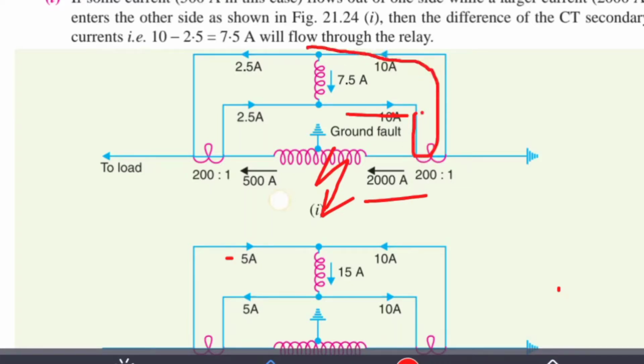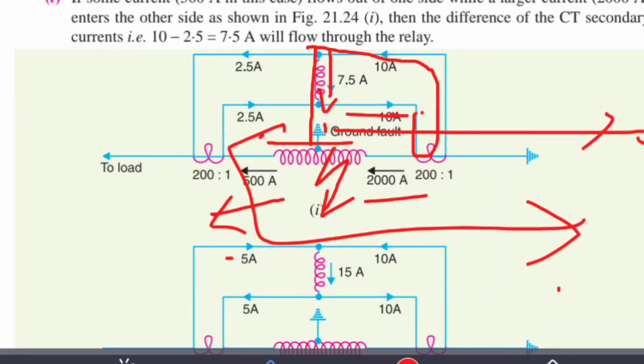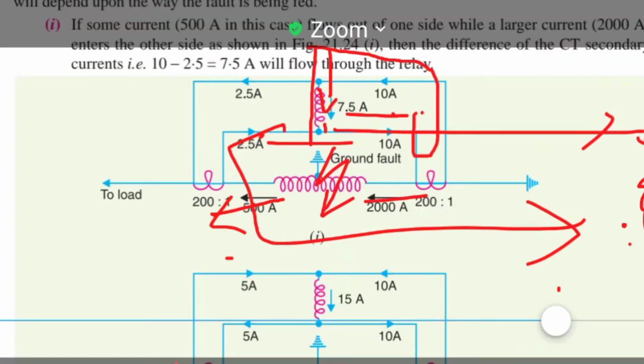Previously it is 500 amps. 2.5 amperes will flow and the remaining 7.5 amps will flow through the relay coil. The relay coil is connected to a plunger, which is then connected to the circuit breaker. Under normal operating conditions the two circuit breaker contacts are closed, and there is a trip coil of the circuit breaker. Whenever this coil energizes, the circuit breaker will open. Due to the difference in currents at the two ends of the winding, the equipment is protected like that if any fault occurs.